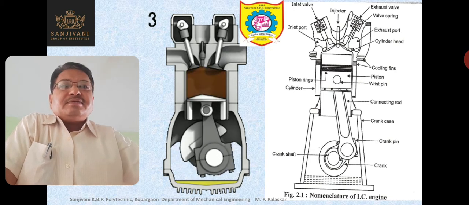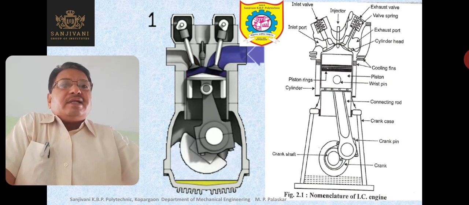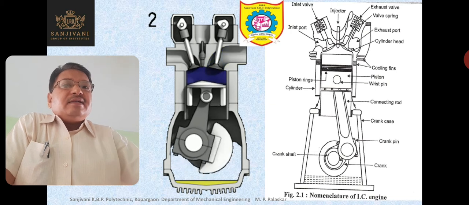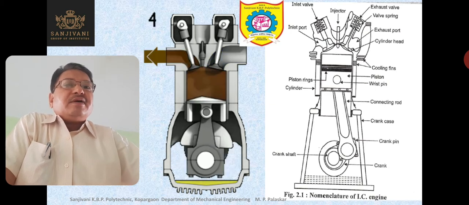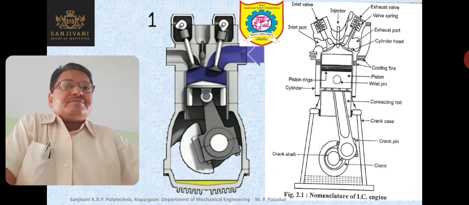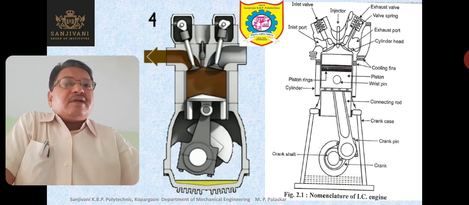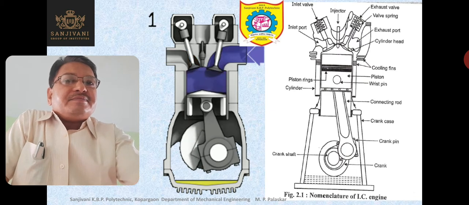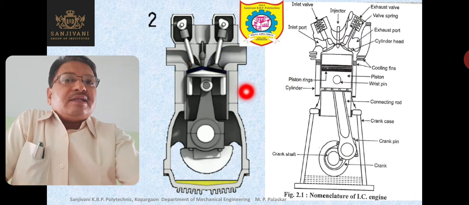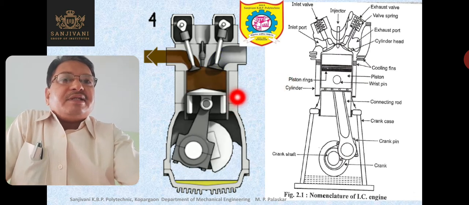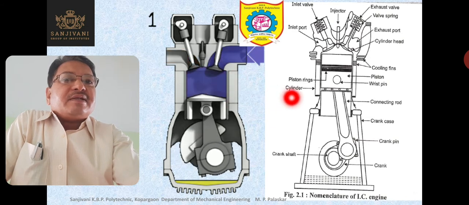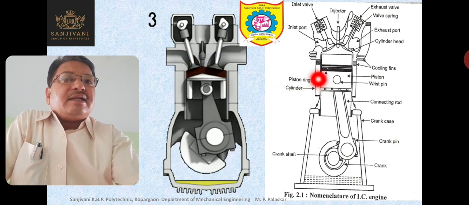Welcome to this session. Now, let us try to identify the various parts of an IC engine. In the IC engine, first of all, there is a cylinder. So, you can see this is nothing but a cylinder in which the piston is reciprocating. So, this is the cylinder.